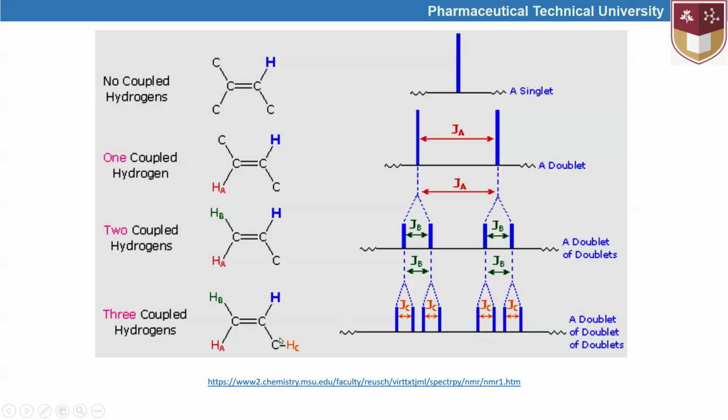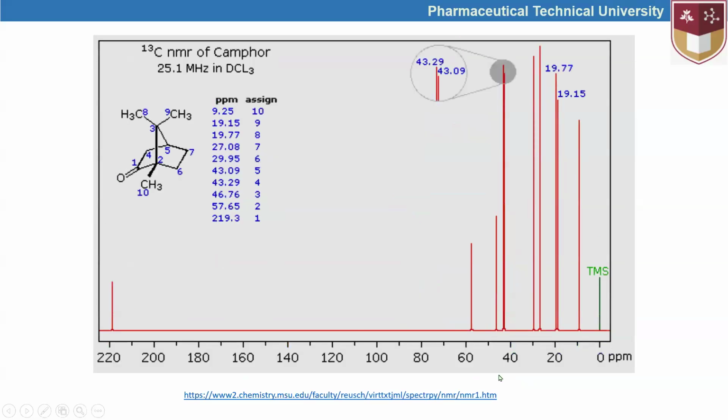Okay, if we have three coupled hydrogens, one coupled hydrogen, another coupled hydrogen, and another coupled hydrogen, then we have a doublet of doublet of doublet. So as we have more complicated structures, we might obtain more and more complicated signals as well.